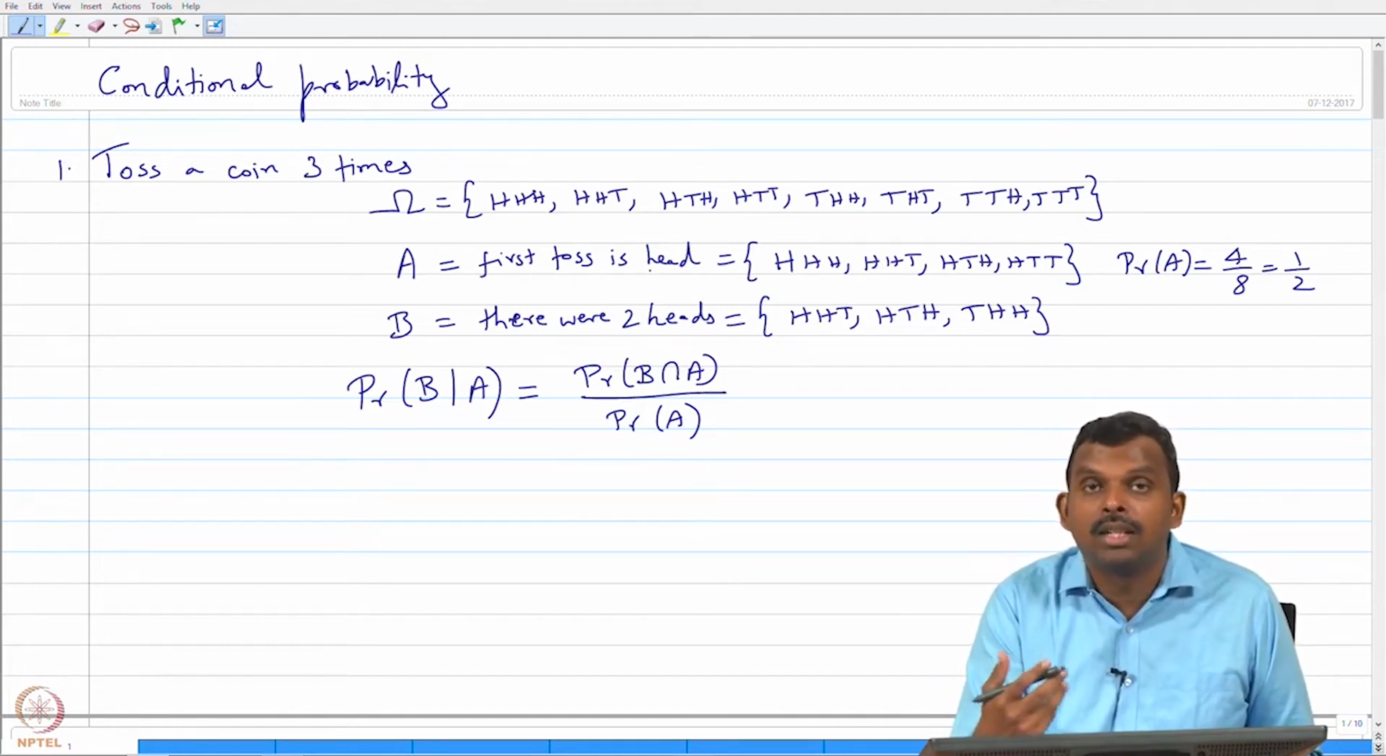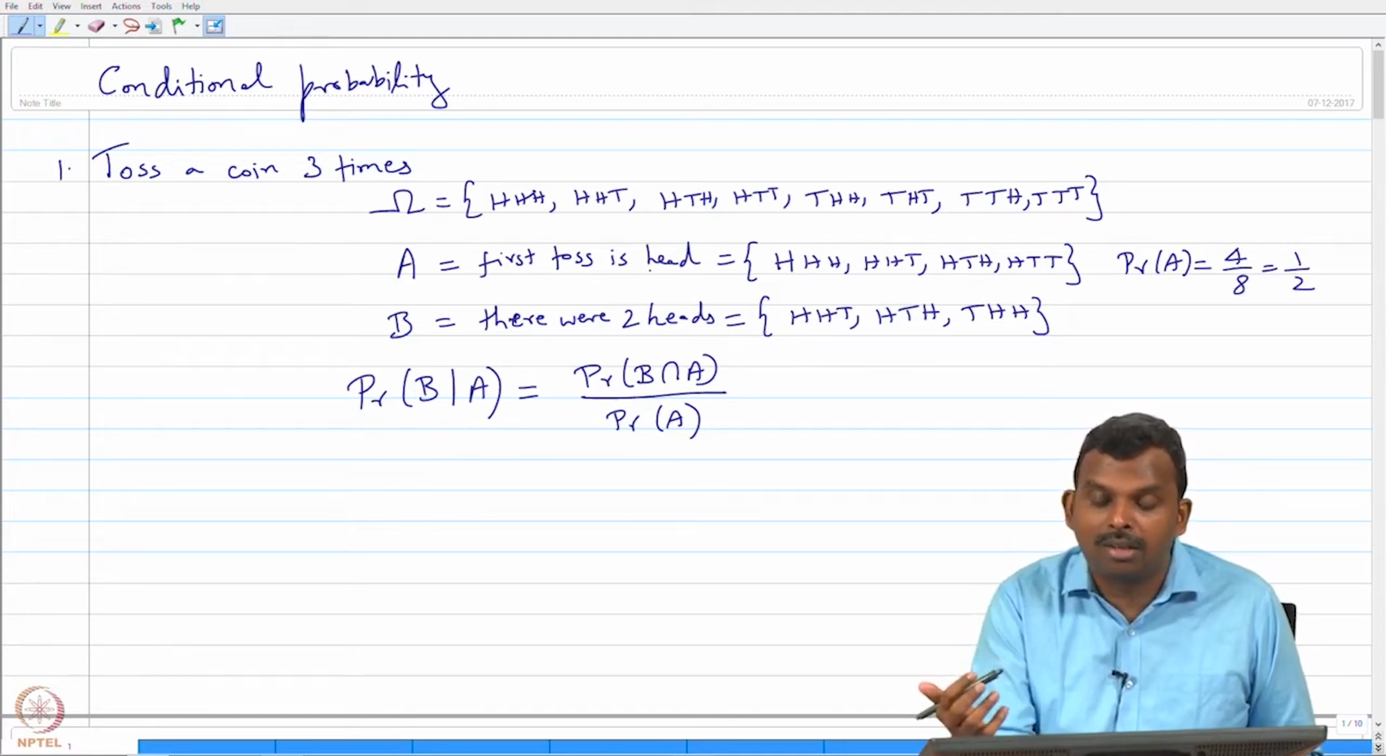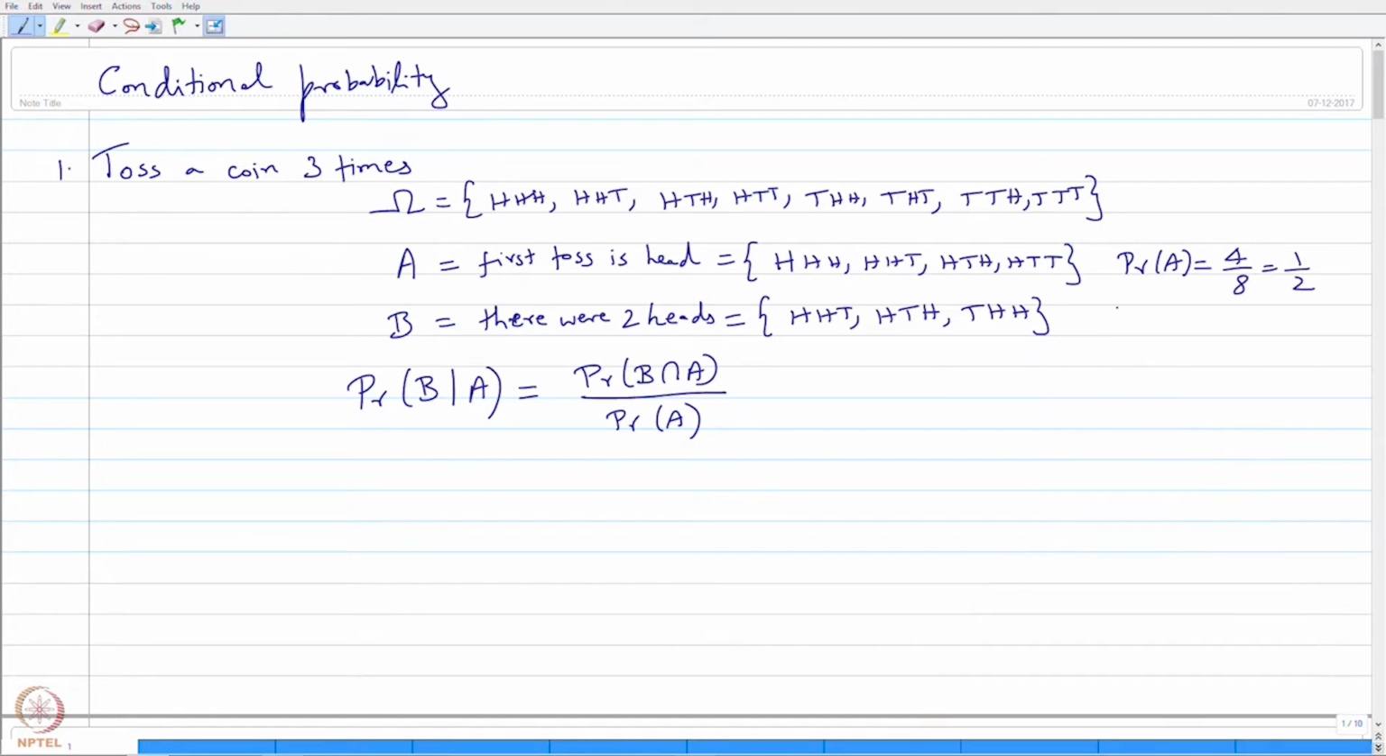Eventually that is what is important in doing problems. You have to figure out how to quickly find probabilities without doing this complicated thing of writing down the entire event and counting, etc. So, what about B intersect A? We have A being the first toss is head, and B being that there were 2 heads. What will be B intersect A? You can take these two sets and intersect them, that is one way of getting there, that would be HHT, HTH.